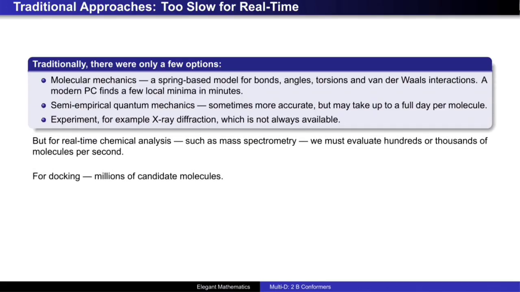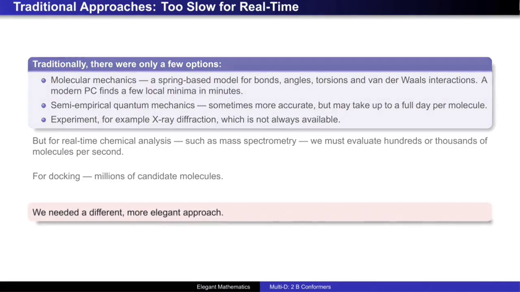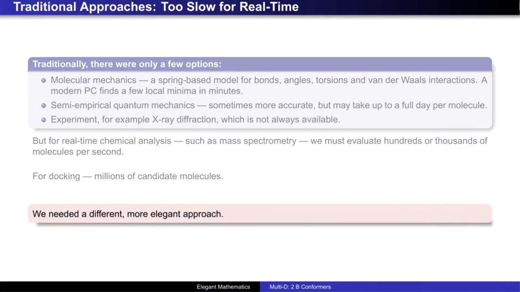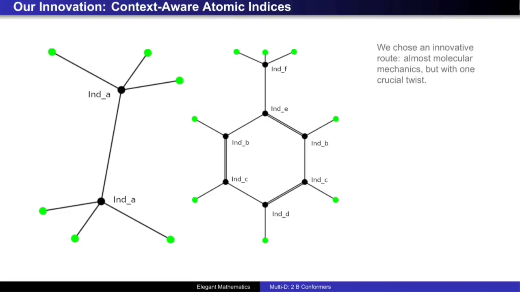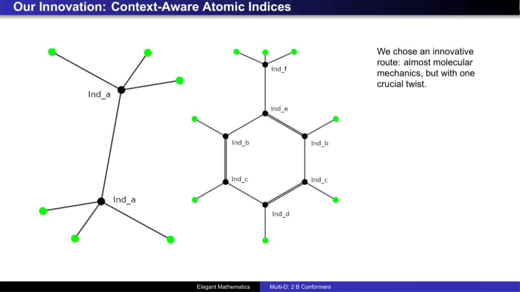But for real-time chemical analysis, such as mass spectrometry, we must evaluate hundreds or thousands of molecules per second. For docking, millions of candidate molecules. So we needed a different, more elegant approach. We chose an innovative route, almost molecular mechanics, but with one crucial twist.